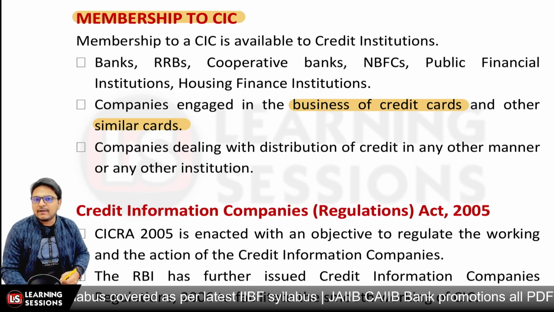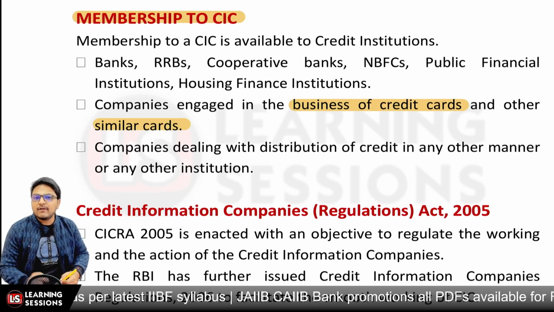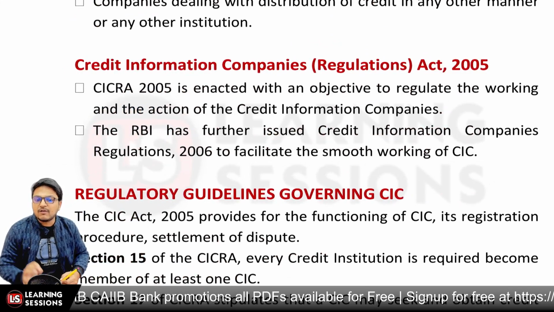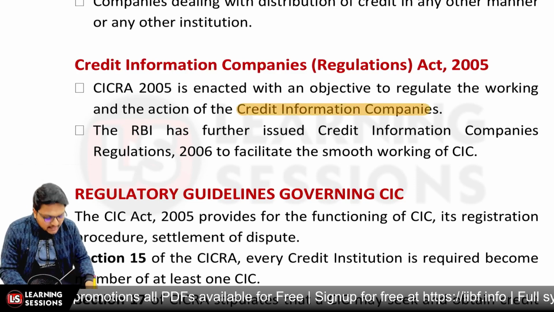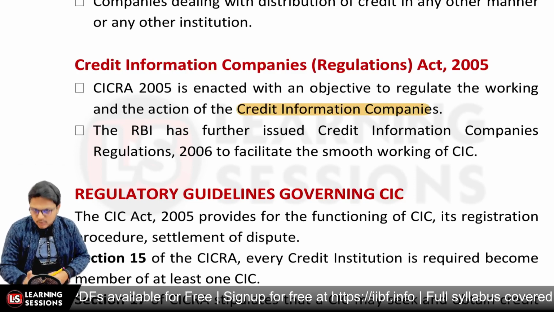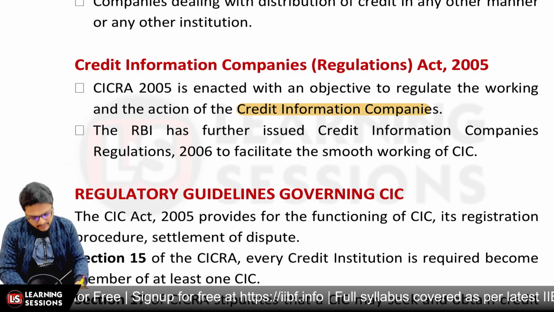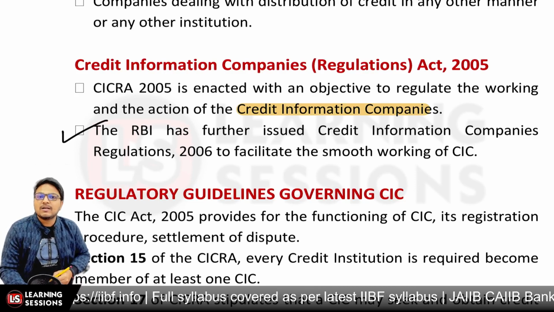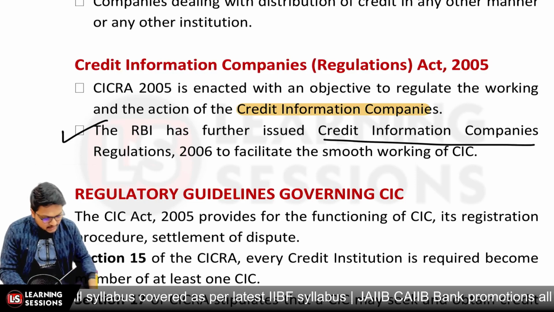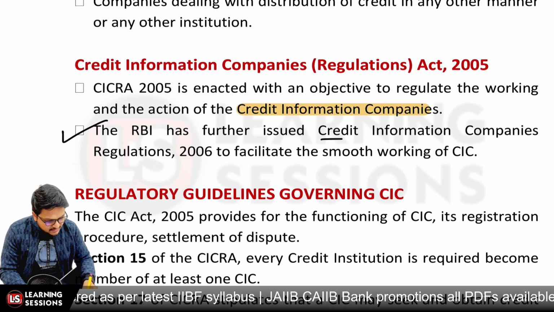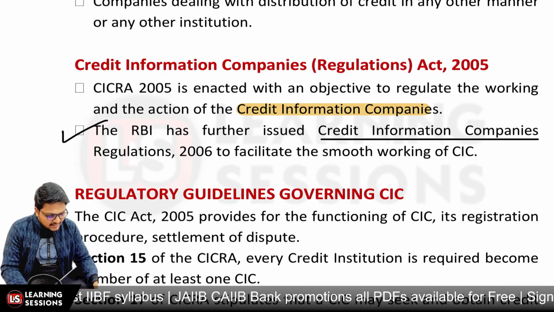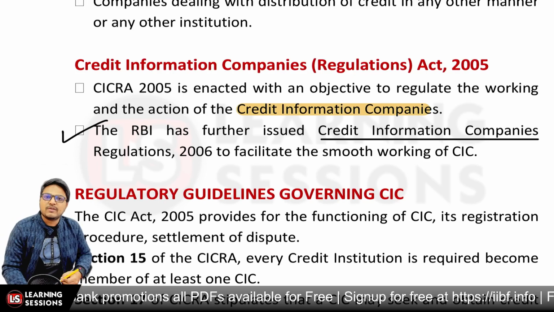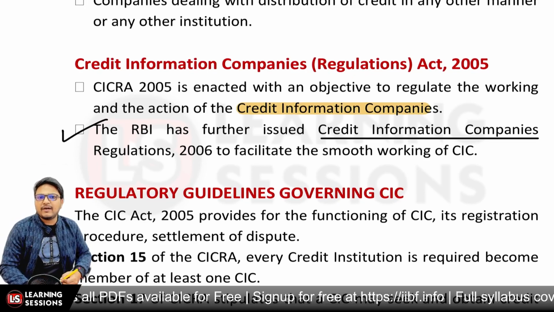Now let's understand the different provisions under the CICRA, that is the Credit Information Companies Regulation Act 2005. It is actually enacted with the objective of regulating the working of credit information companies, because we want to regulate credit information companies, and that's why CICRA is there. And further, Reserve Bank of India has issued the Credit Information Companies Regulations 2006. Previously CICRA was here, and other than that the regulations come under the purview of Reserve Bank of India, that is particularly the Credit Information Companies Regulations 2006, for the smooth working of the CICs.